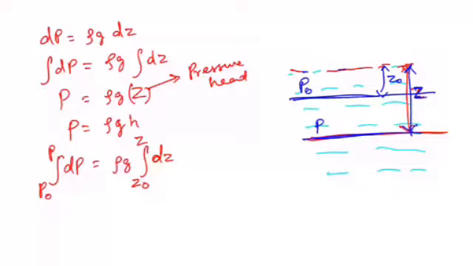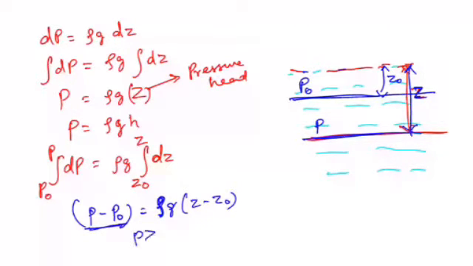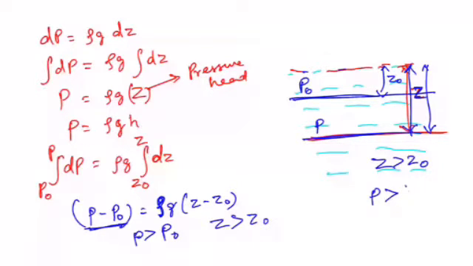Now if I integrate it, I'll get p minus p0 is equal to rho g times z minus z0. Since it is p minus p0, it means that p is greater than p0, and also z is greater than z0. The depth is more here, so z is greater than z0, and the pressure is just the same. Pressure at a greater depth will be greater than the pressure at less depth.